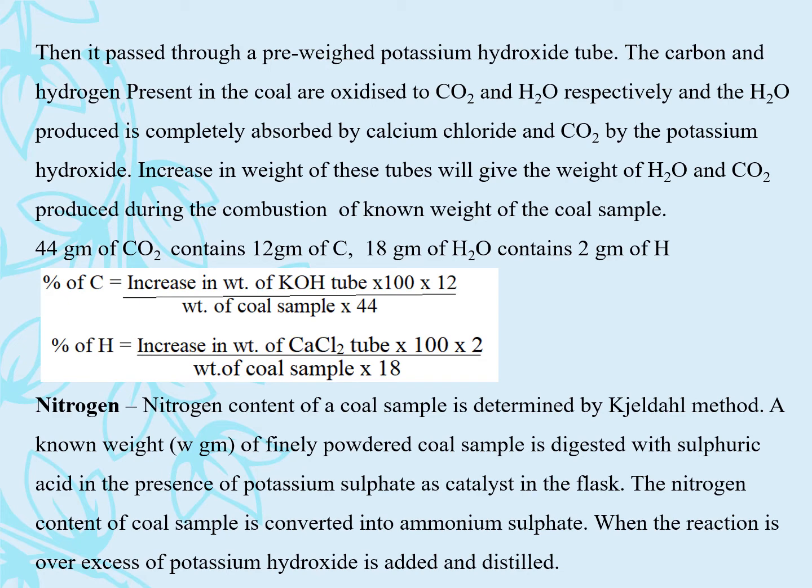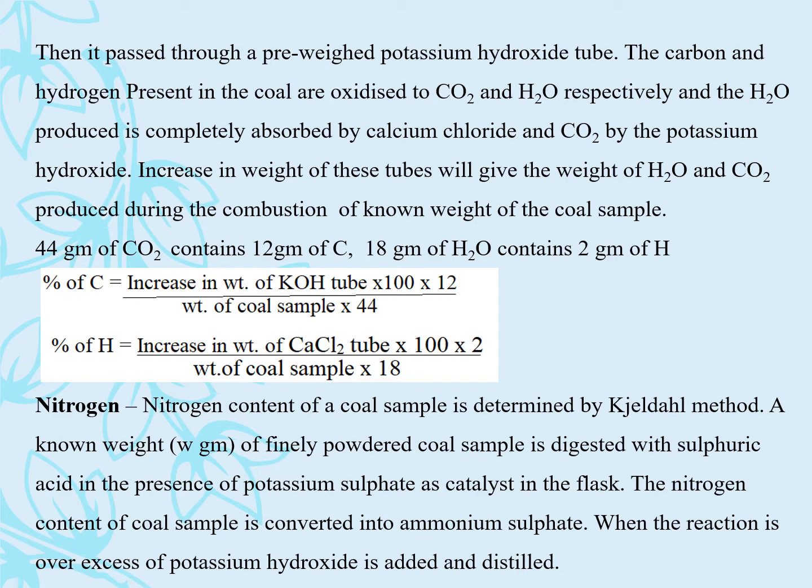Now we'll see how the percentage of nitrogen is determined. So nitrogen content of a coal sample is determined by Kjeldahl's method. Now what is this method? Here a known weight of finely powdered coal sample is digested with sulfuric acid in the presence of potassium sulfate as a catalyst in the Kjeldahl flask. Now here the nitrogen which is present in the coal sample is getting converted into ammonium sulfate.